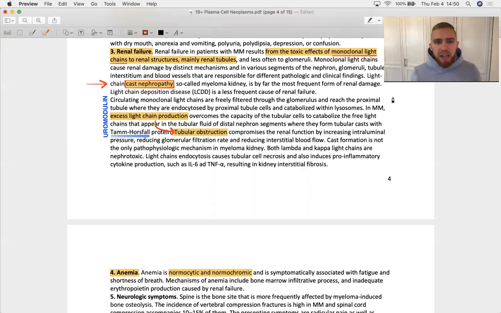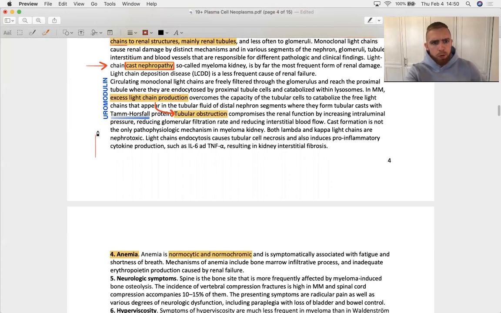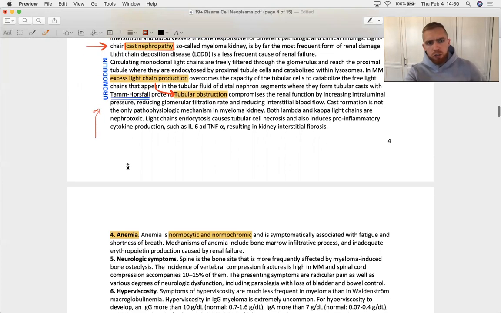Now that Ig light chain also likes to form casts in tandem with your Tamm-Horsfall protein. That's going to obstruct your proximal tubules, cause a backup in flow, make the glomeruli swell. There's your nephropathy. So that's one mechanism of getting a nephropathy. Also, remember, you can get an amyloidosis in multiple myeloma. That can also aggregate within the glomeruli between endothelial cells and the basement membrane. Another word for Tamm-Horsfall protein is uromodulin, just in case you want to make a note of that.